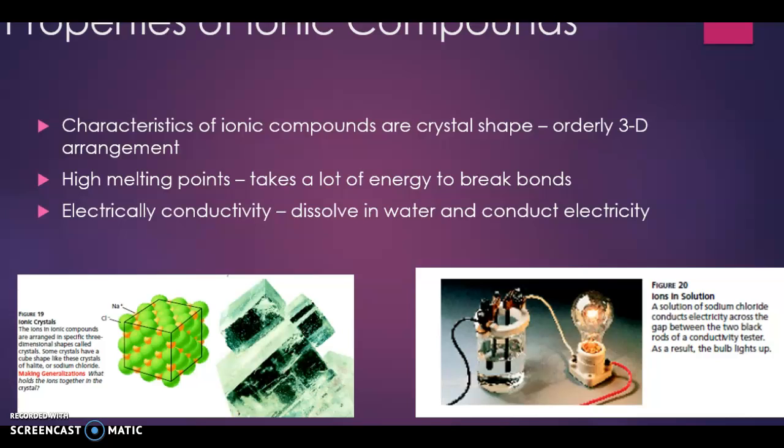It has a high melting point because of that. Because it's got such an orderly shape to it, it takes a lot to break those bonds and melt them down. They're also electrically conductive. If you dissolve them in water, they conduct electricity. So they have a crystal shape, high melting points, and they are electrically conductive in water. So those are the 3 main properties of ionic compounds.